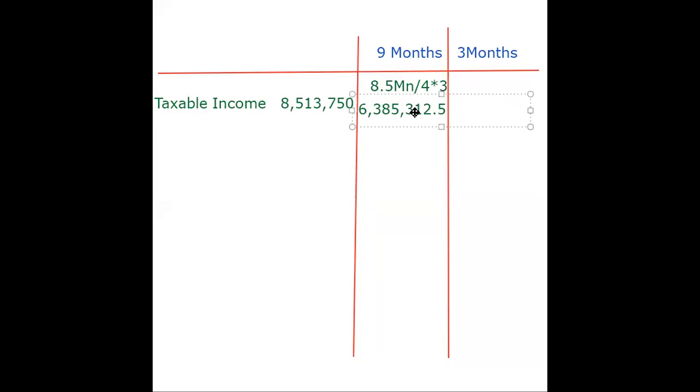Right. Then the balance period, 1/4. 8.5 million divided by 1/4. 8.5 million divided by 1/4. This amount.